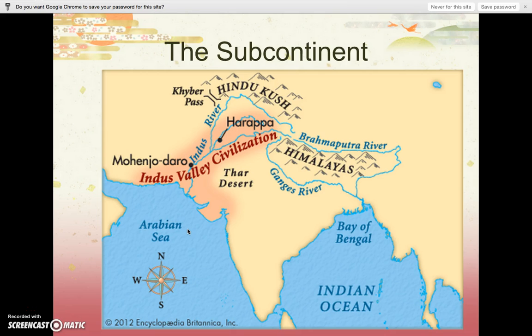And the Indus River, as we can see, also drains into the Arabian Sea. I was talking about the Ganges River. What matters about the Arabian Sea is obviously this is going to connect the Indian subcontinent to a lot of very vital trading areas and other very ancient civilizations like Mesopotamia and Egypt.